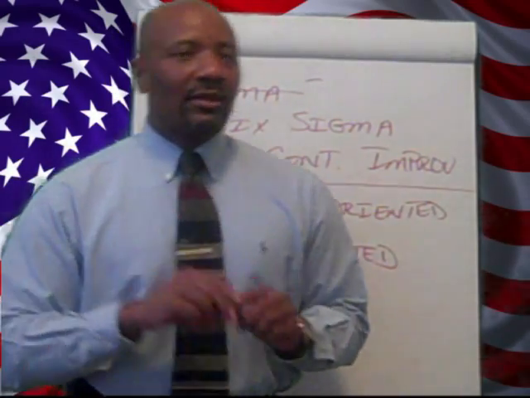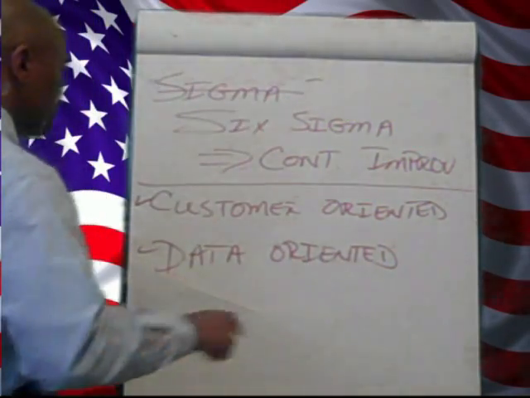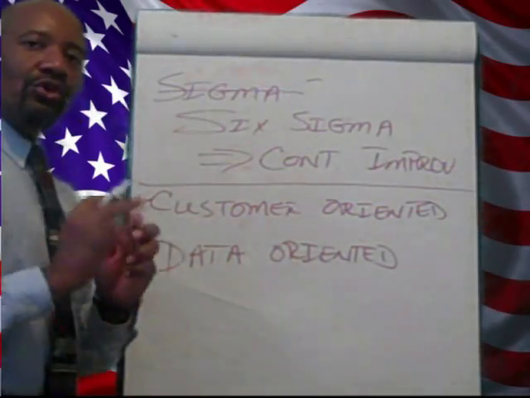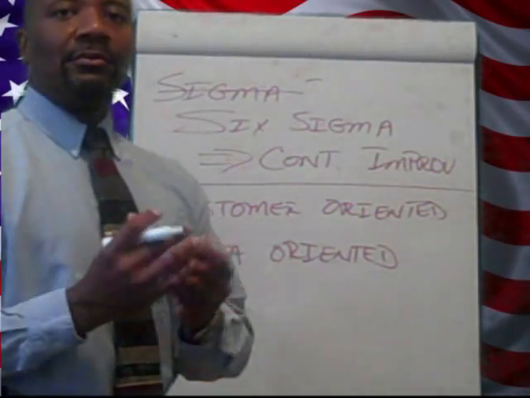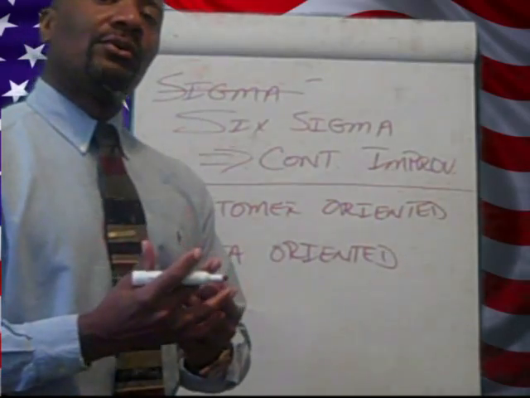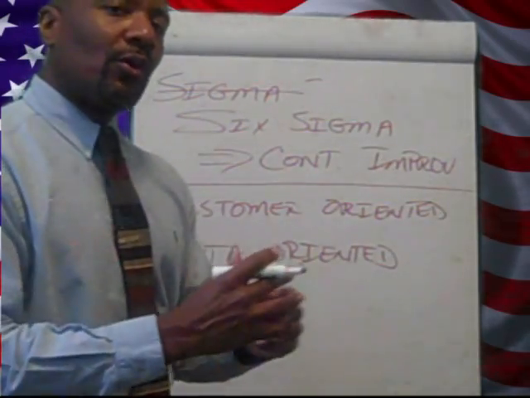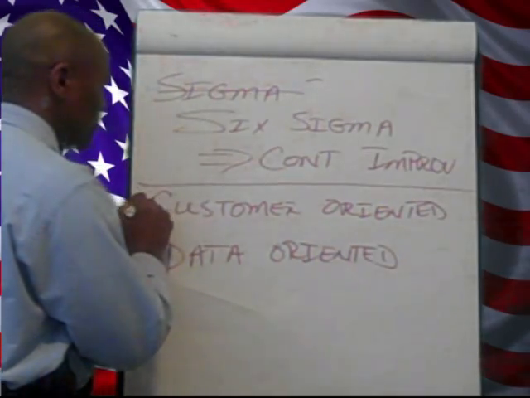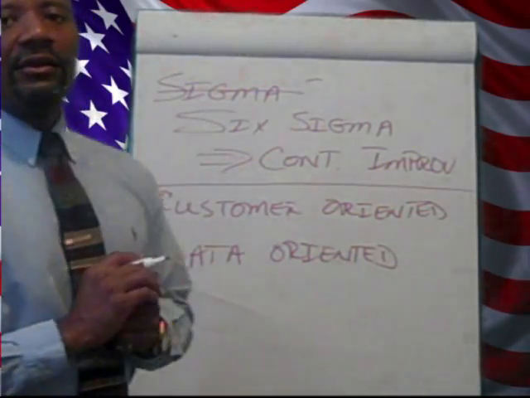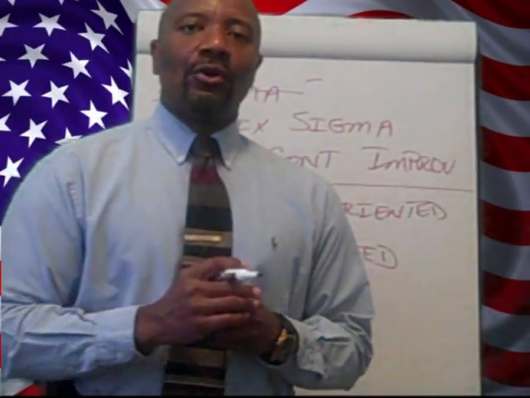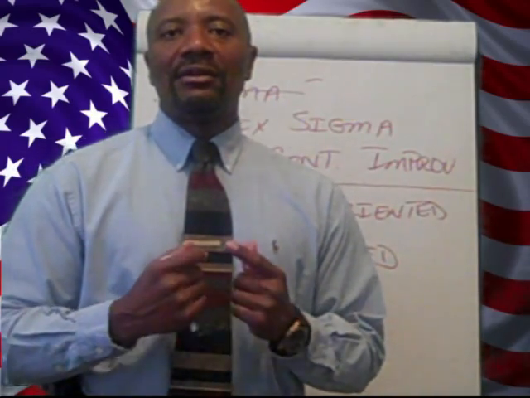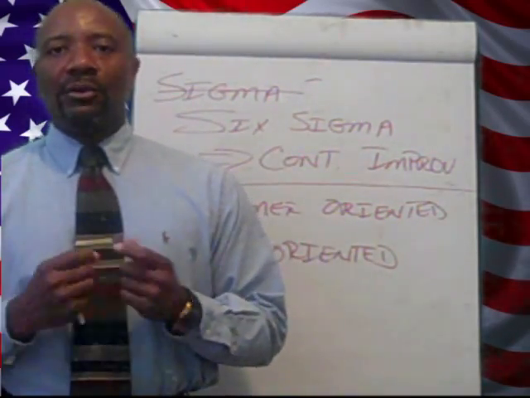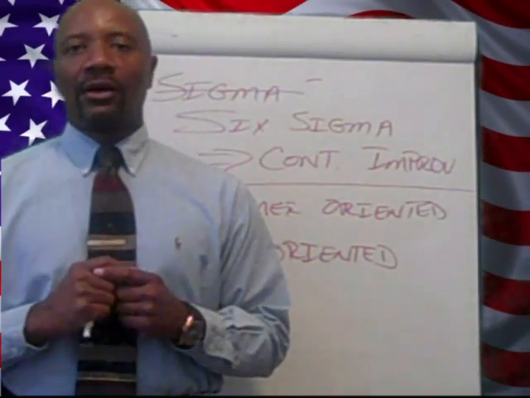So let's take a look in a little more detail at some of the key elements of Six Sigma, and we'll use those key elements to help define what we will be trying to accomplish as we move forward down the continuous improvement path. So one of the things we want to make sure that we understand is that Six Sigma is customer oriented. So it's highly dependent upon what the customer's needs are, which means that we must also understand who the customers are.